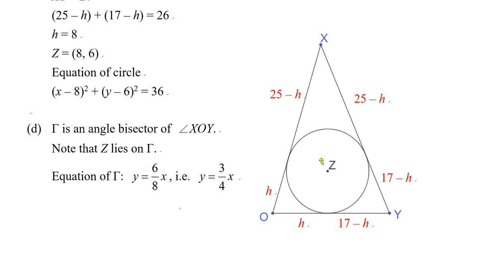And anything special about this point Z? When you join OZ, the incenter of this triangle is actually the intersection of 3 angle bisectors. So OZ is actually the angle bisector of this angle, XOY. So actually gamma is an angle bisector of angle XOY. And Z lies on gamma. So you can find the equation of gamma directly, that is y equals mx plus c. The slope of OZ equals 6 over 8. And c, the y-intercept of this straight line, is 0. So finally, y equals 3 over 4 times x. That is the equation of OZ. That's also the equation of gamma.